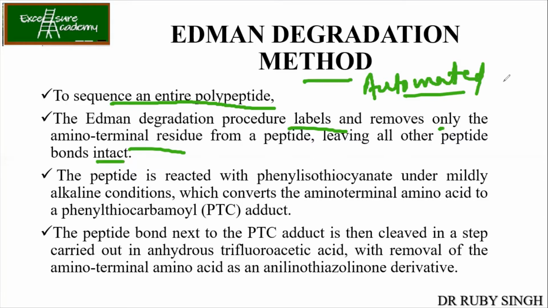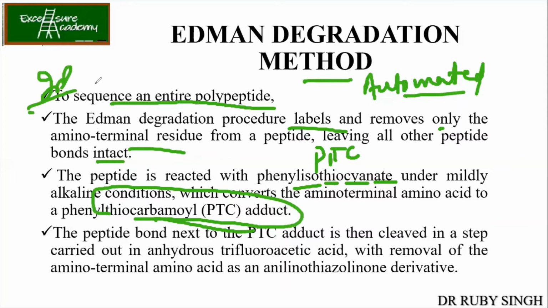Okay. Now the peptide is reacted with the phenyl isothiocyanate. It is called PITC. Sorry, it is I, right? Now, phenyl isothiocyanate, under mild alkaline condition, will convert the amino terminal amino acid to the phenyl thiocarbamyl adduct. So from phenyl isothiocyanate, your amino acid combines to become phenyl thiocarbamyl adduct. Please remember, okay? This is important for your part B, in a sense, the short questions.